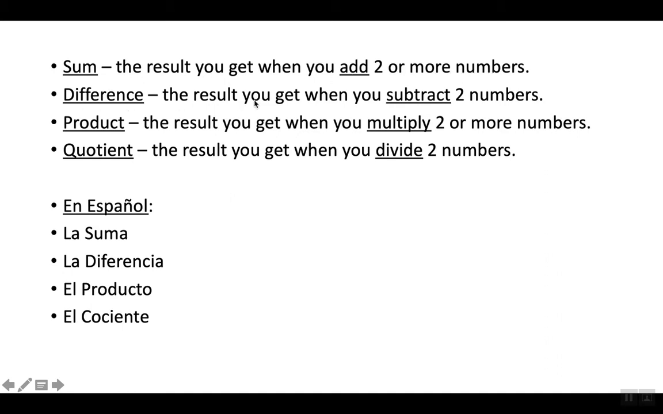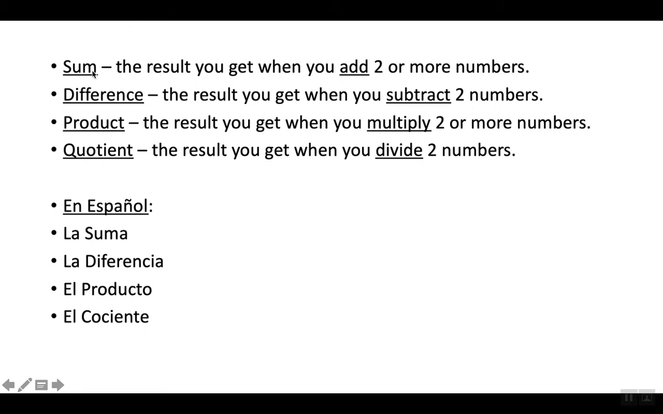Difference is the result you get when you subtract two numbers. So difference is when you subtract. La diferencia es el resultado que uno coge cuando resta dos números. The product, the result you get when you multiply two or more numbers. El producto es el resultado cuando se multiplica dos o más números. And the quotient is the result you get when you divide two numbers. El cociente es el resultado cuando se divide dos números.